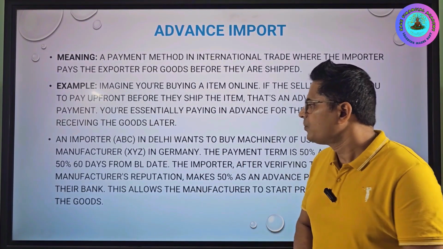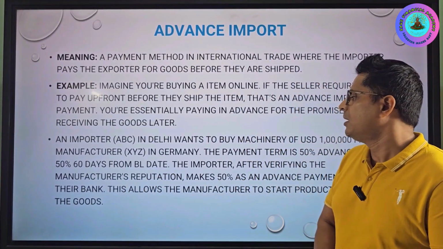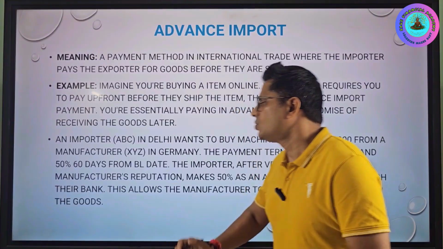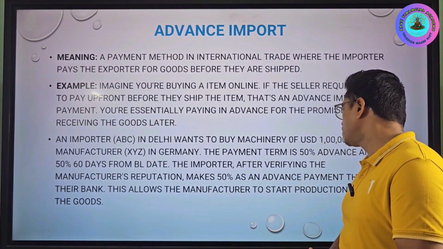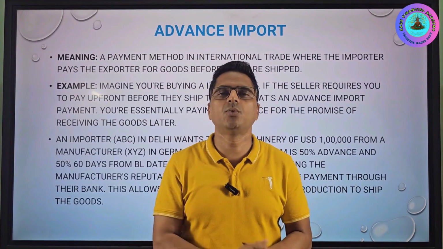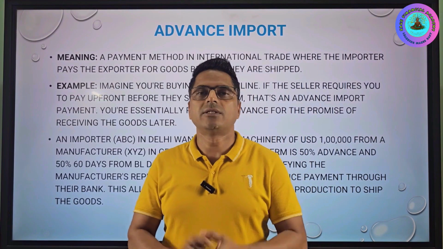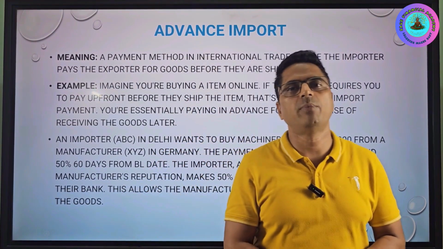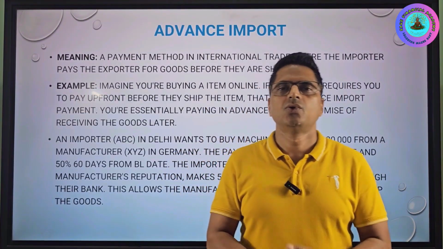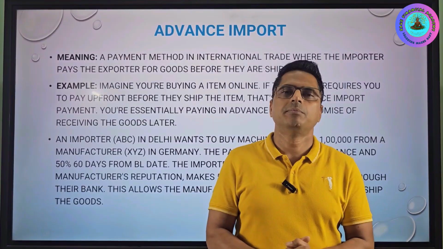So what they will do, the importer, after verifying the manufacturer's reputation, makes 50% as an advance payment through their bank. This allows the manufacturer to start production to ship the goods. For any term, for example, if you are going to buy some machinery and that supplier is also very serious and wants to make sure that you are going to buy that machinery, the supplier may ask to make some advance payment, so that the supplier will cover the initial expenses to make that machinery.